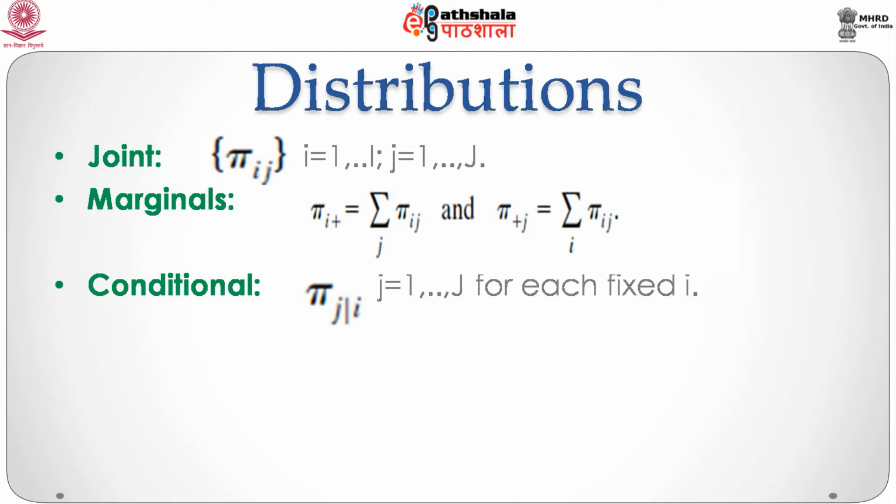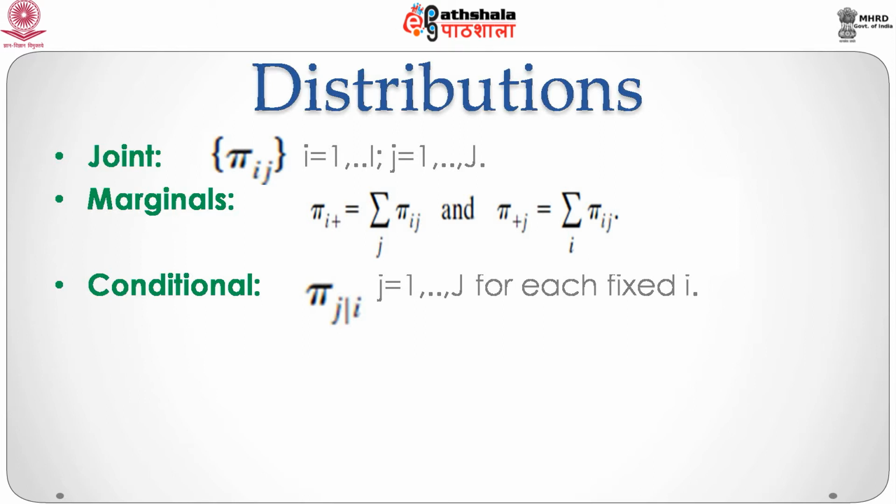We can of course generalize this to the case where we are looking at 2 variables, one of which has I levels and the second has J levels. In this case, the joint distribution is completely specified by pi ij, i equal to 1 to I, j equal to 1 to capital J. And of course, summation over both i and j, pi ij will be equal to 1.